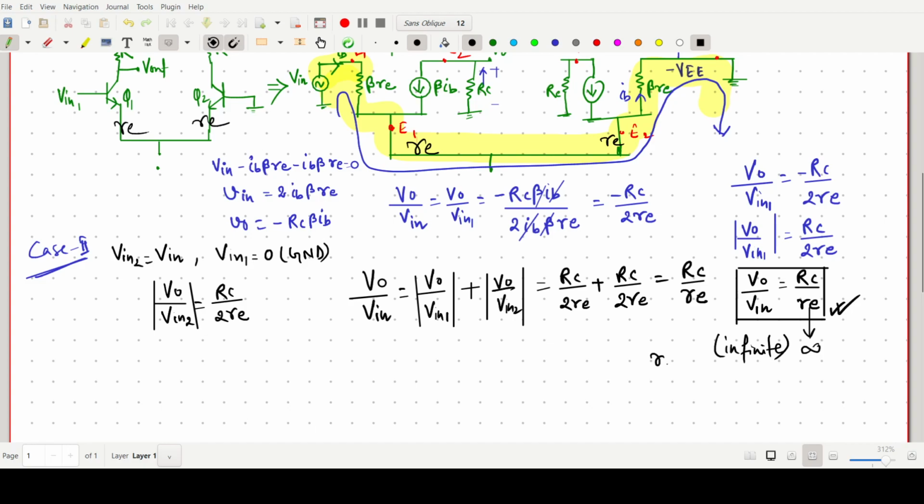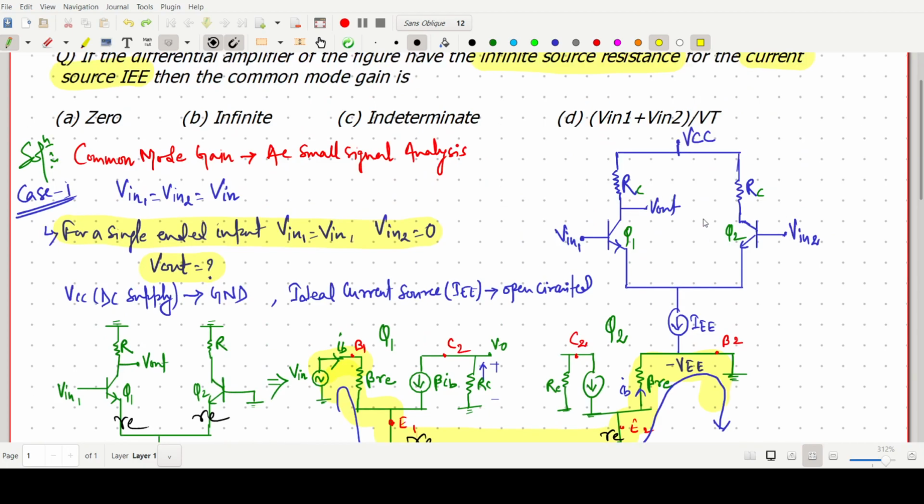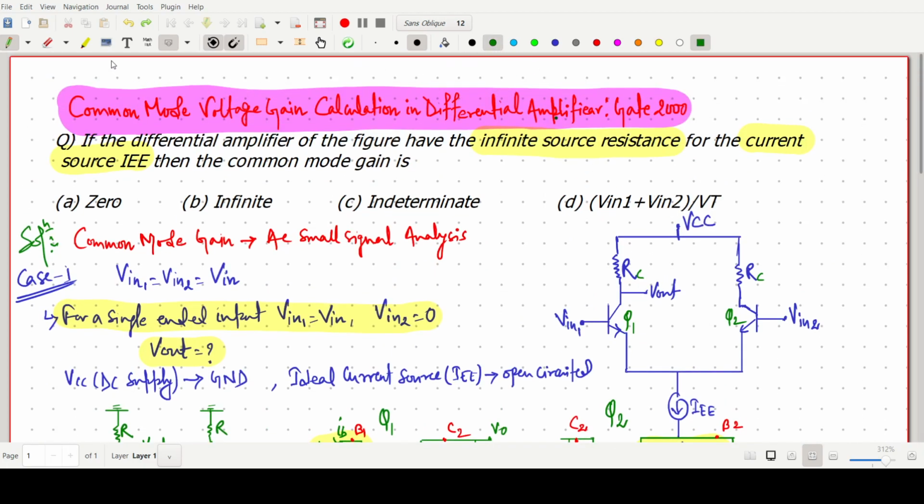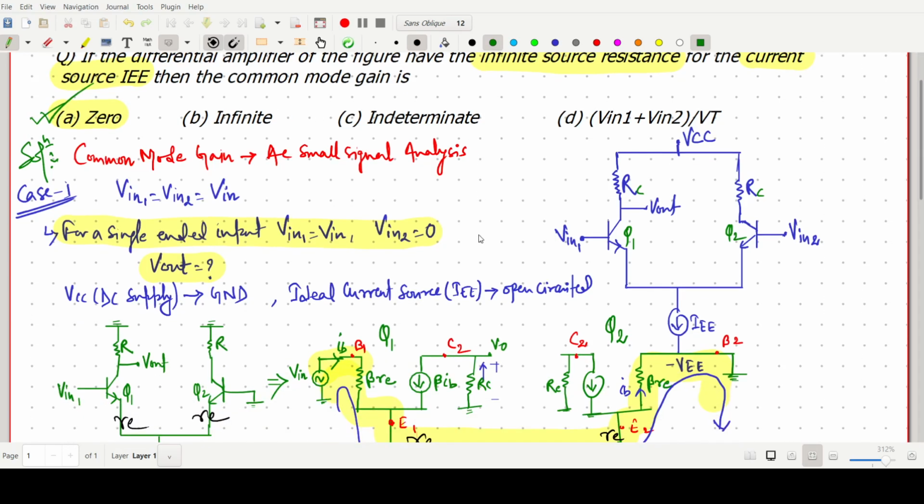So when RE is infinity, the common mode gain V naught by V in will be RC by infinity, which is basically 0. So the answer will be 0. Which will be the option? Option 1 is the correct answer for this question.